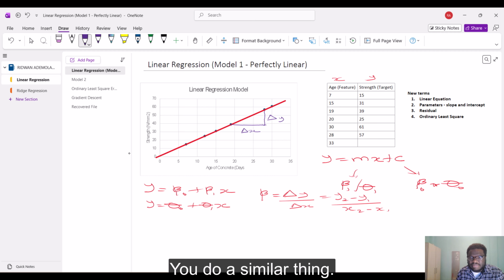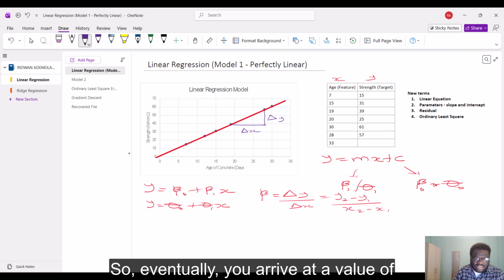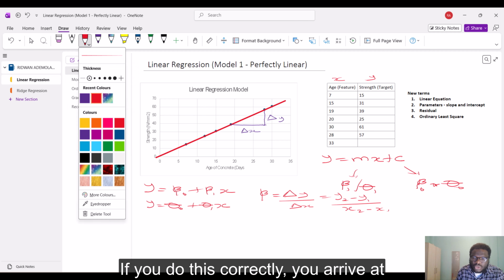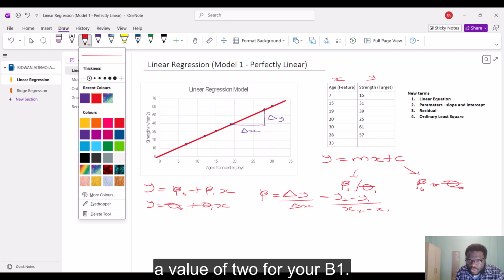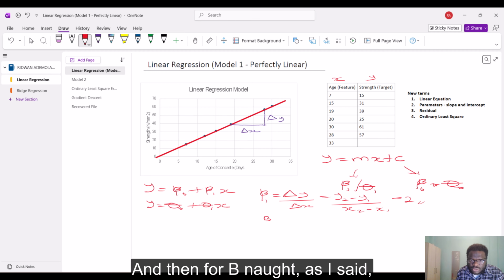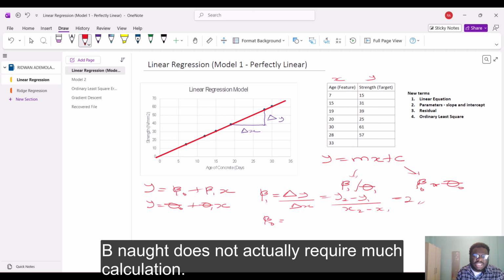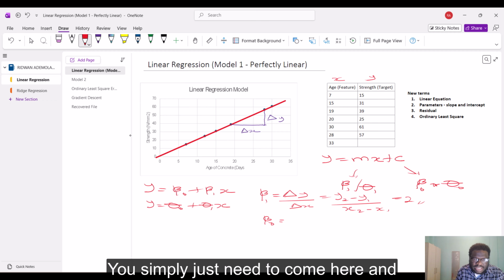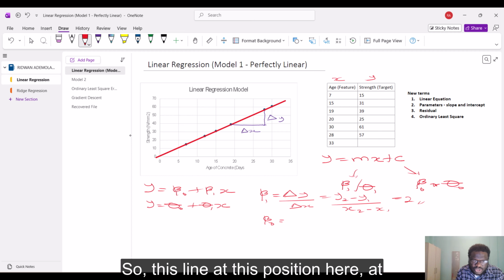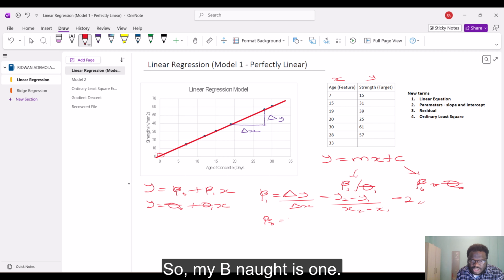That will give you the y, and then the x as well. You do a similar thing. So that would be 30 minus 19. So eventually you will arrive at a value of 2. If you do this correctly, you arrive at a value of 2 for your B1. And then for B naught, as I said, B naught does not actually require much calculation. You simply just need to come here and see where this line crosses the y-axis. So this line at this position here is just 1. So my B naught is 1.